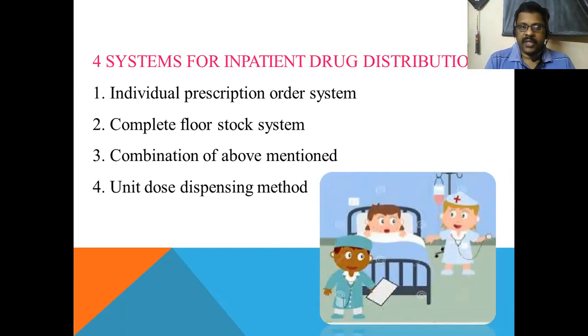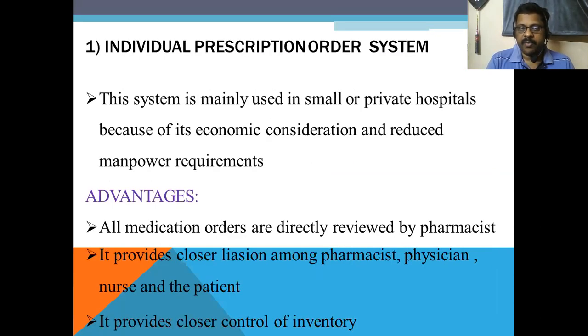Individual prescription order, floor stock drug distribution system, a combination of individual order and floor stock drug distribution system is another method. And then the unit dose drug dispensing method. We'll see one by one what their advantages are and how it is done. You see first the individual prescription order system, how it is done.